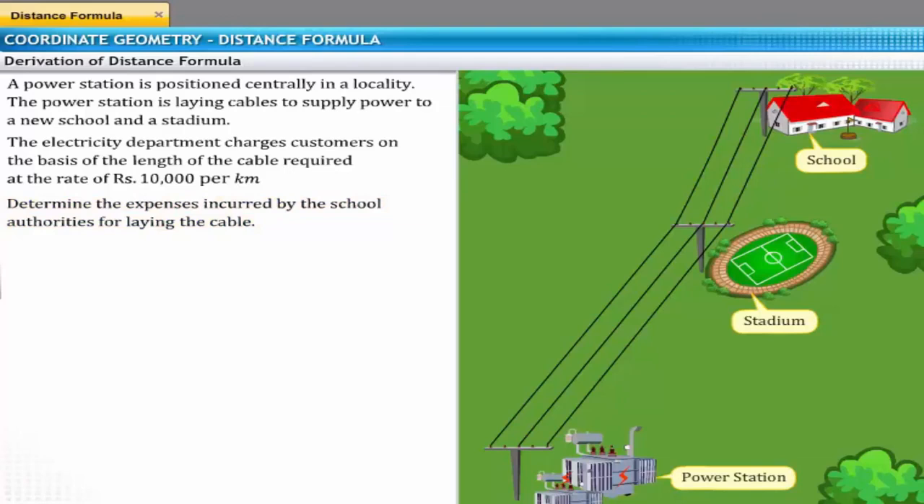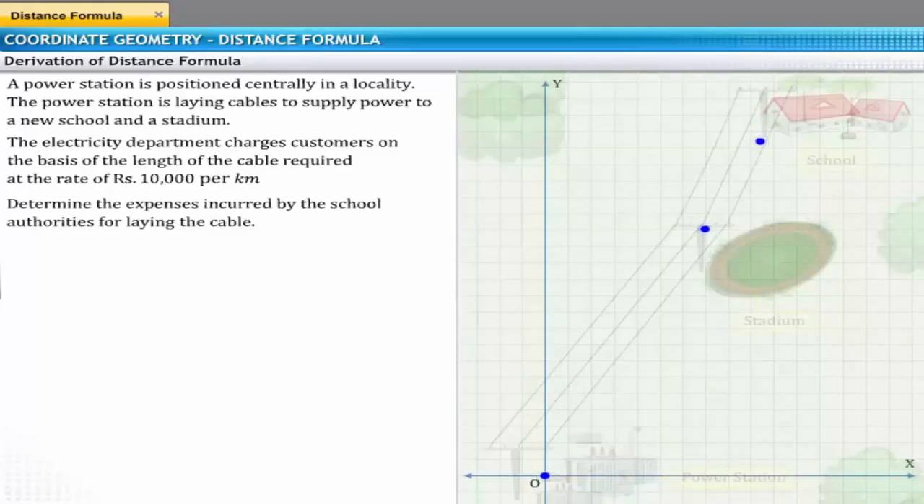To determine the length of the cable required, we need to find the distance between the power station and the stadium, and then the distance between the stadium and the school. If the map is transposed onto a graph, you can derive the formula to find these distances through coordinates of various points. We can take the power station as the origin in the graph, as it is centrally located.